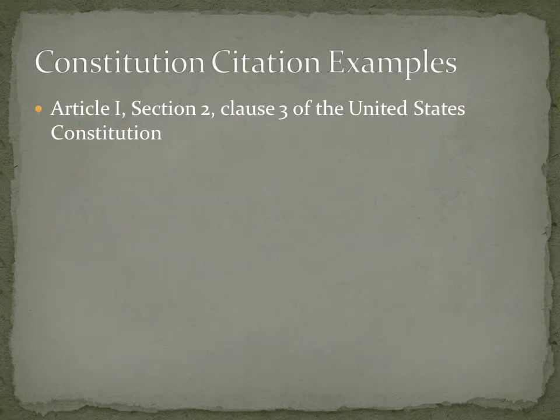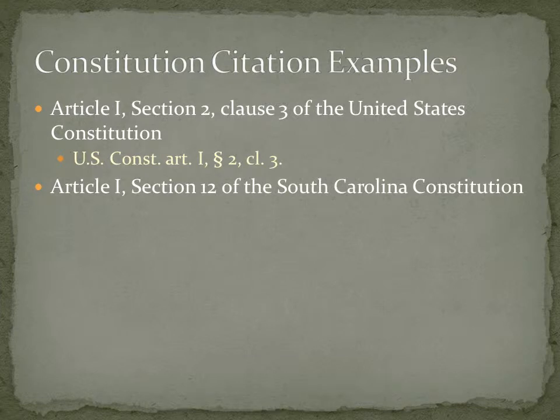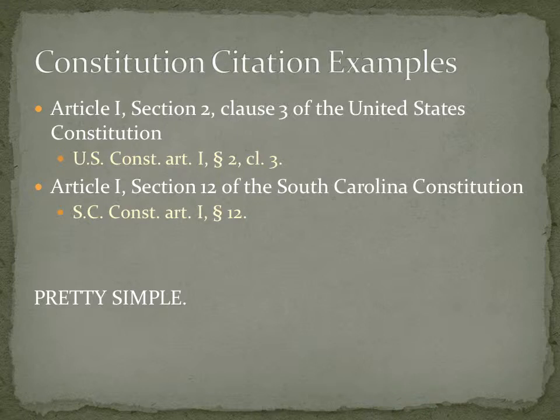So, for an example, if we wanted to cite Article 1, Section 2, Clause 3 of the United States Constitution, it would look like that. If we wanted to cite Article 1, Section 12 of the South Carolina Constitution, it would look something like that. Constitutions are pretty easy.